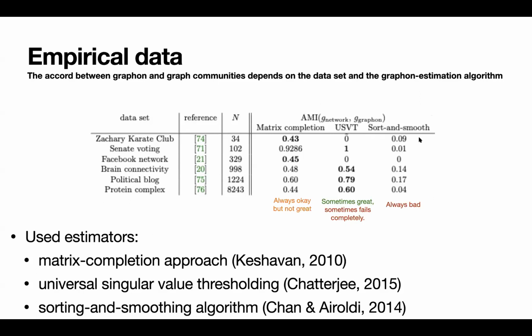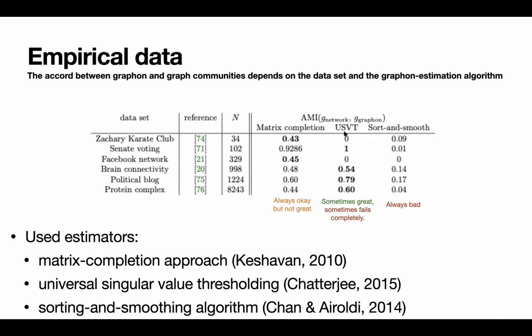So there's one graphon estimator, which is called the sort and smooth estimator, and there you find that in all of our empirical networks, the adjusted mutual information is very low, so that there is almost no statistically significant resemblance of the graphon community structure with the graph community structure. Then with the matrix completion approach, you always find decent agreement, but again it depends heavily on the graph. For some graphs it's quite low, whereas for the Senate voting network, which has a very strong modular structure, we almost perfectly recover the partition.